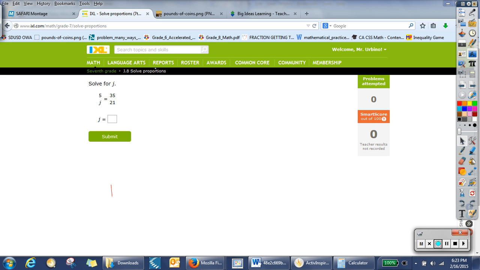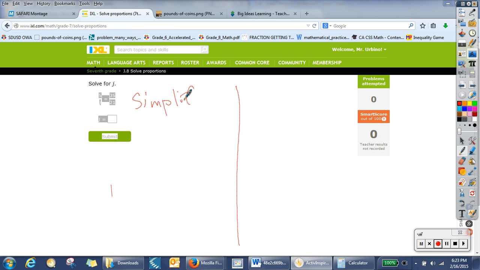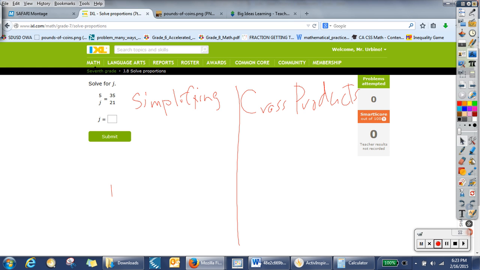We're going to be taking a look at J8, solve proportions. So to solve proportions, I can do it the two ways that we've talked about when working with proportions. We can use simplifying, or we can use cross products. So if I want to simplify, this is what I would end up doing.